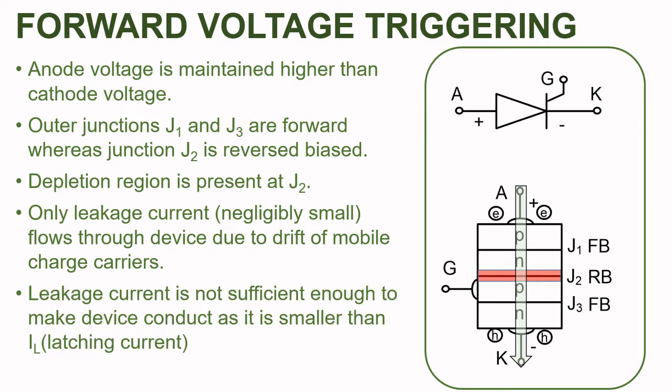As the magnitude of this leakage current is not sufficient to make the device conduct, this leakage current cannot turn on the SCR. It is not sufficient because it is smaller than the latching current.